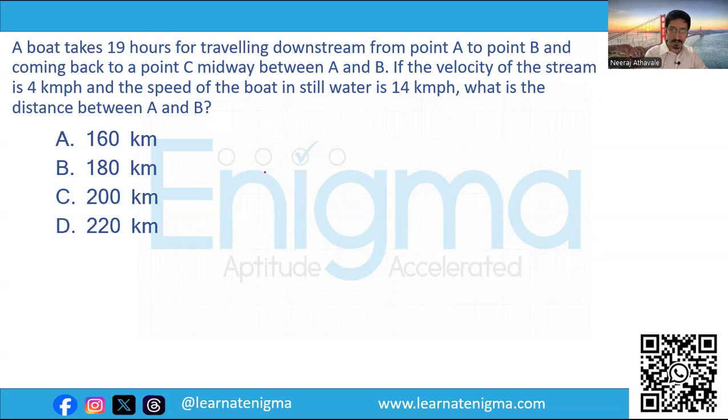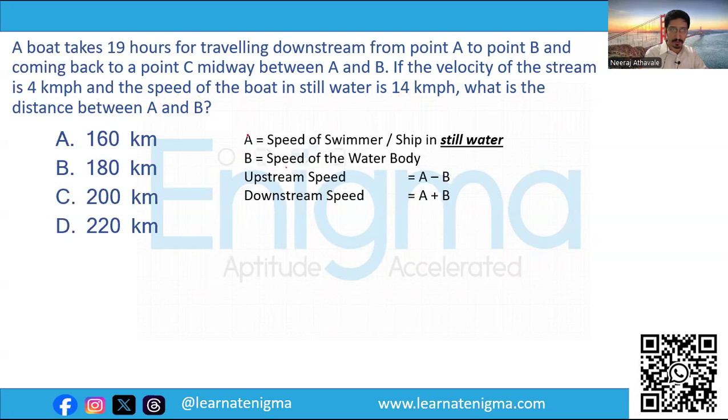Now, in boats and streams, the basic assumption is we assume A as the speed of the swimmer or the ship in still water, B as the speed of the water body. So the upstream speed becomes A minus B, downstream speed becomes A plus B.